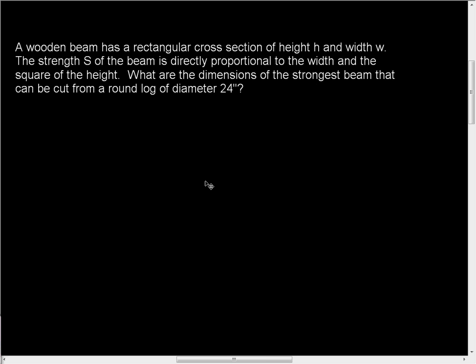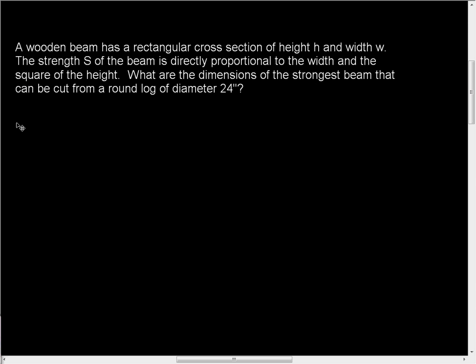Again with the optimizations. So now we've got a wooden beam that has a rectangular cross-section area of height h and a width w. And the strength S of the beam is directly proportional to the width and the square of the height. Now what are the dimensions of the strongest beam that can be cut from a round log of diameter 24 inches?